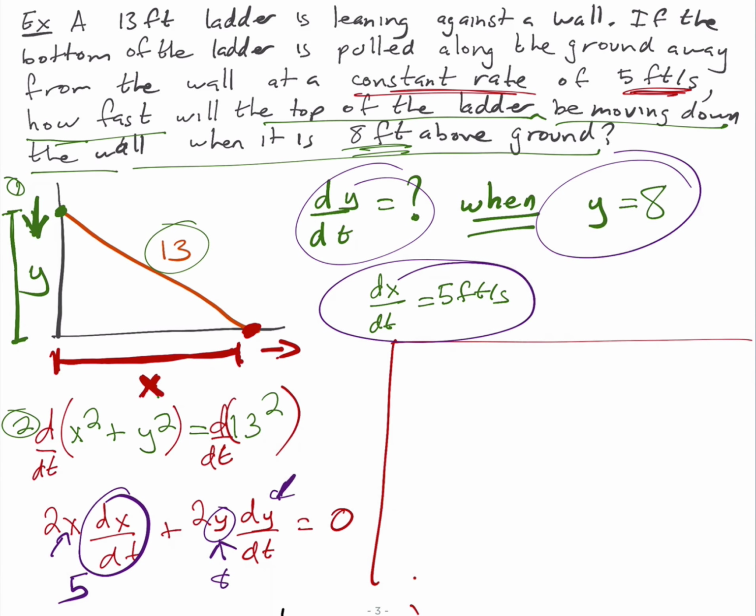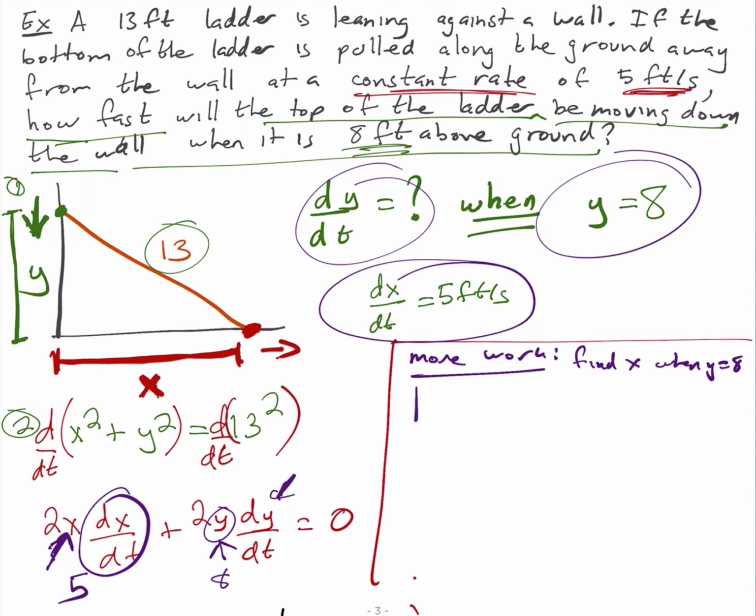Okay, now we're missing x, right? So this is the more work that we often have to do. Well, I don't have x, right? But can we find x with the information we have? Yes. So this is a little bit more work. Find x when y is 8. That shouldn't be too difficult, right?